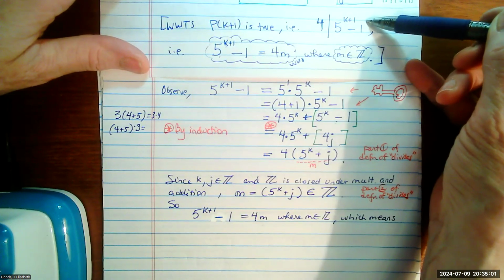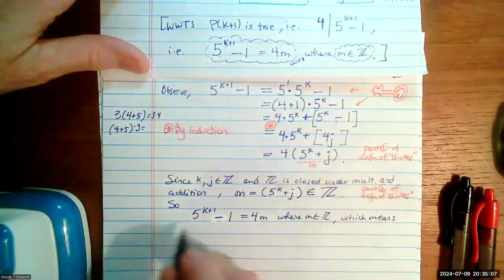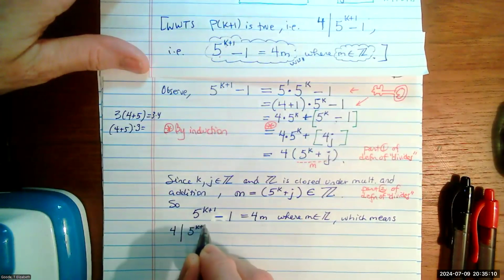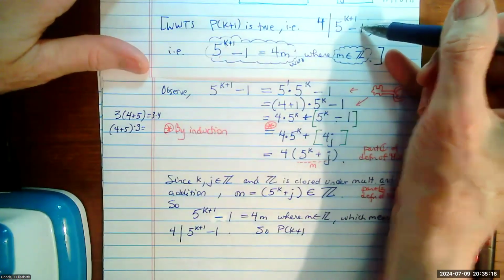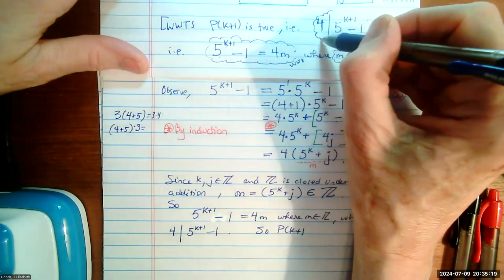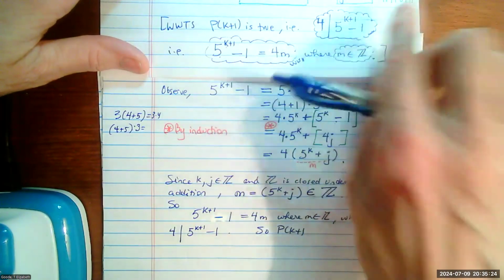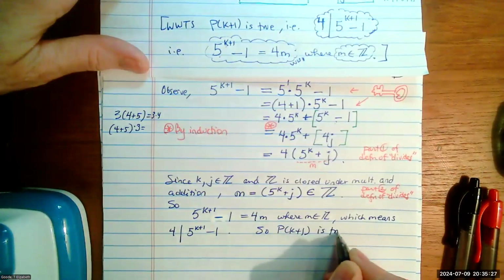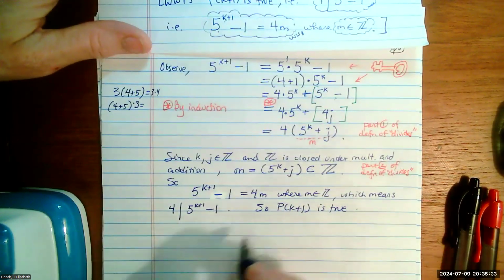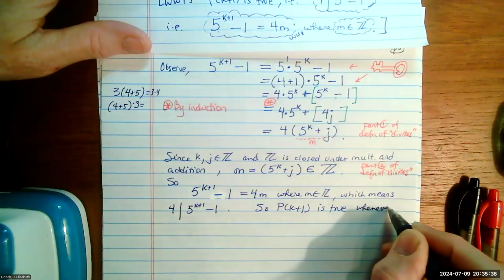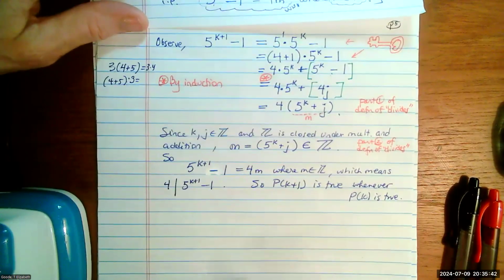Is it P of k plus 1 is true? Yeah, that 4 divides 5 to the k plus 1 minus 1. So P of k plus 1 is true. I was just trying to get us to remember what we were trying to do. We were trying to show P of k plus 1, which is this statement right there, that 4 divides 5 to the k plus 1 minus 1. So P of k plus 1 is true, following from P of k, whenever P of k is true. That's just another way of saying P of k implies P of k plus 1.